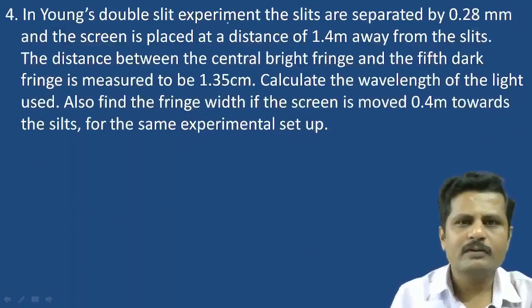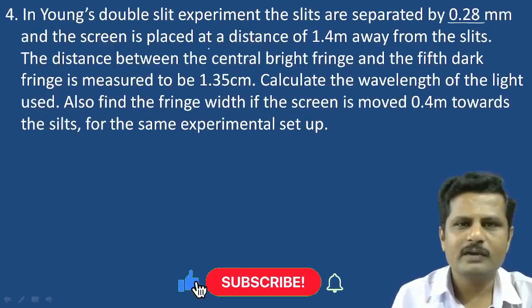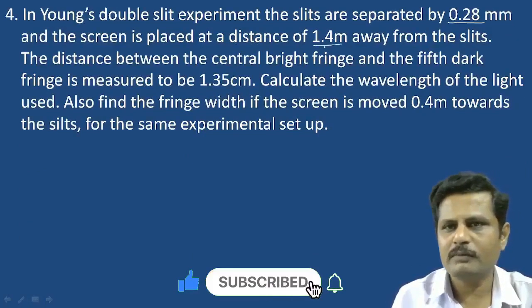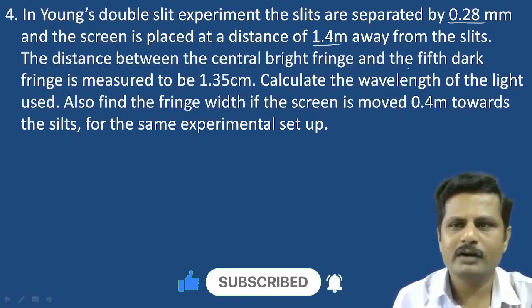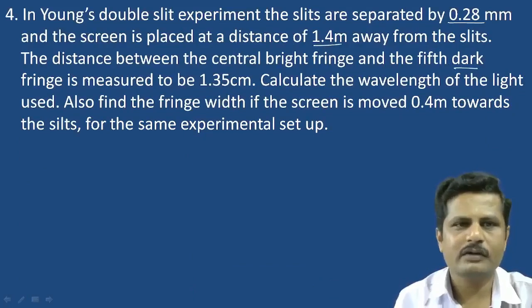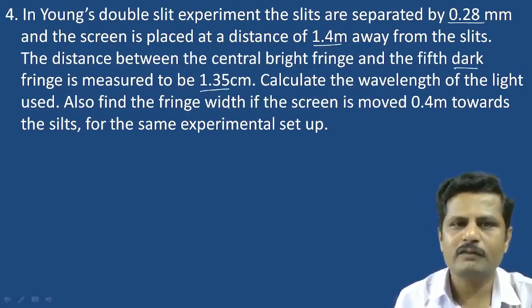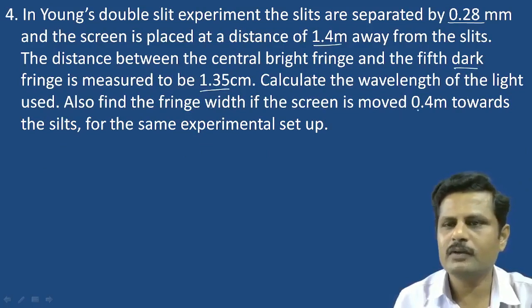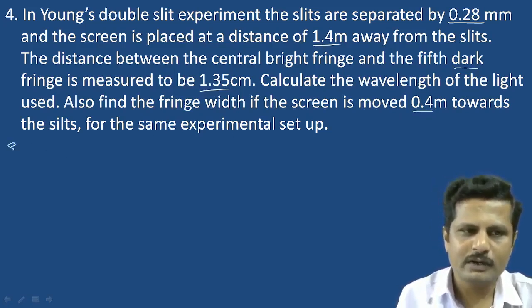Okay, so moving to the next question. In Young's double slit experiment, the slits are separated by 0.28 mm and the screen is placed at a distance of 1.4 meter away from the slits. The distance between the central bright fringe and the fifth dark fringe is measured to be 1.35 centimeter. Calculate the wavelength of the light used. Also find the fringe width if the screen is moved 0.4 meter towards the slits for the same experimental setup. So first let me write the given data.